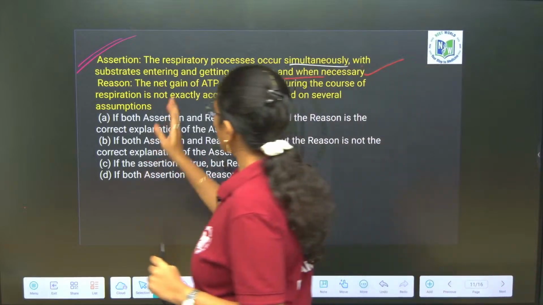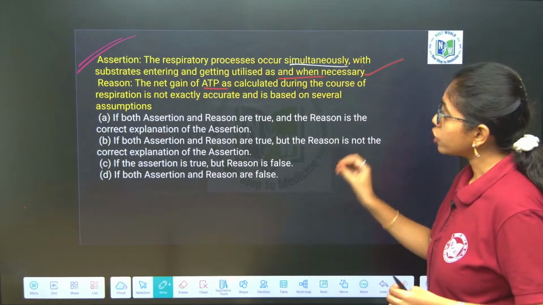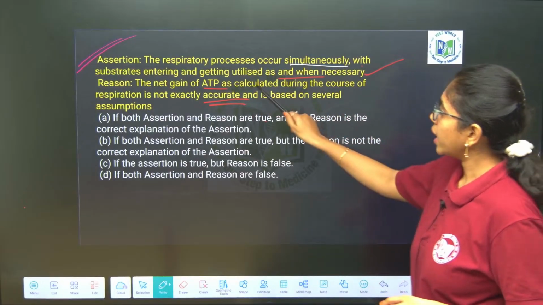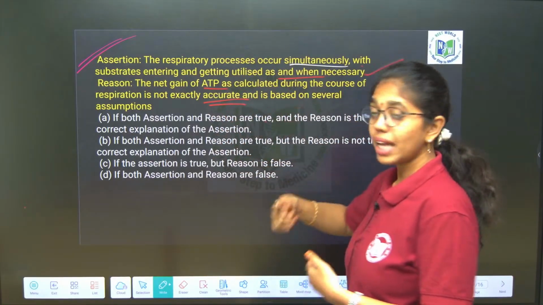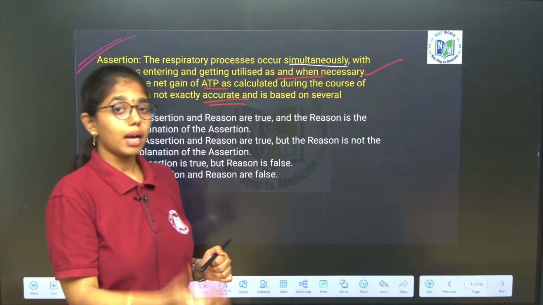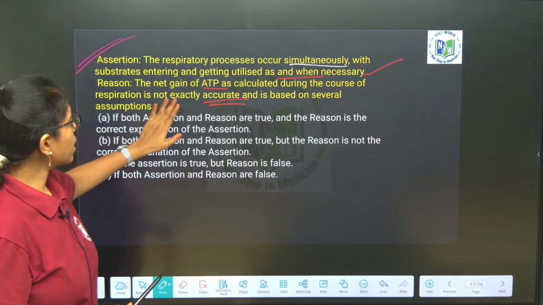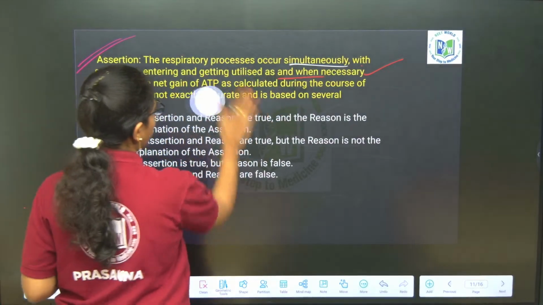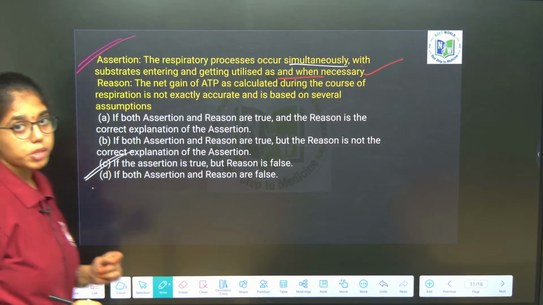Reason, you see, the net gain of ATP as calculated during the course of respiration is not exactly accurate and is based on several assumptions. The net gain of ATP calculated during the course, no, it is accurate, be it in any assumptions. In a eukaryotic cell after aerobic respiration, the net ATP is what? 36 ATP is produced. So, it is not exactly accurate, but the net gain of ATP can be calculated. So, here the assertion is true and the reason will be false. Option C is the right answer.